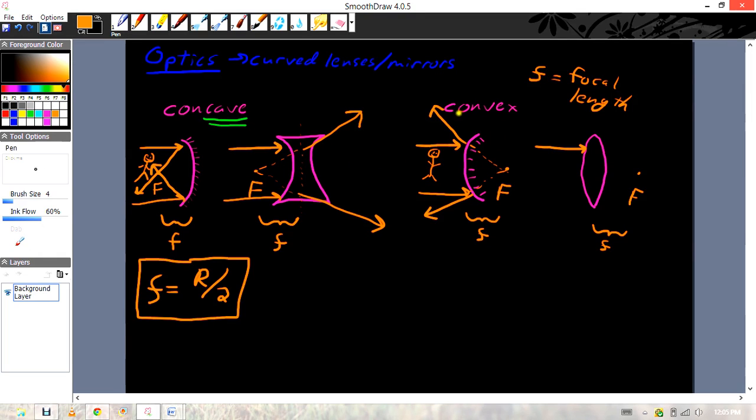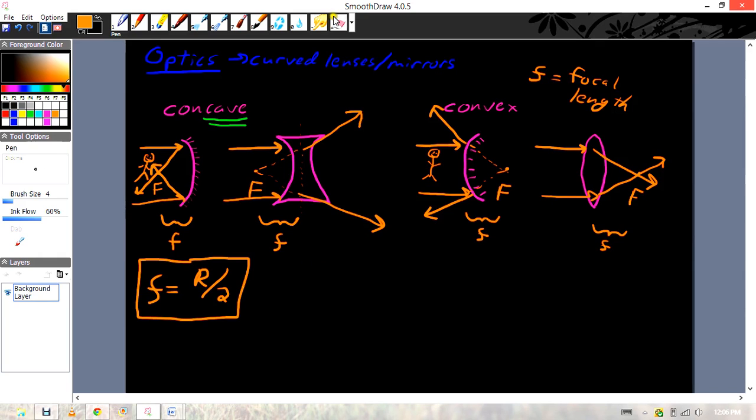But of course, the imaginary reflection here means the imaginary path must pass through the focus for a convex mirror. Of course, last but not least, we have a lens in the convex shape, and since it refracts through, we can draw that going directly through the focus. So that completes it.